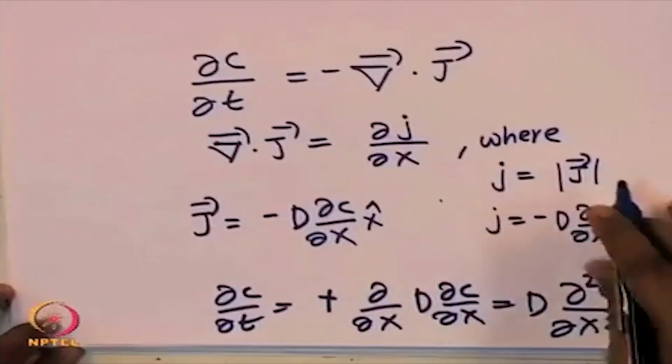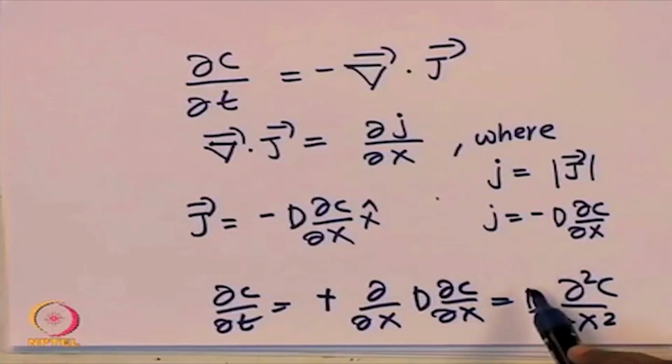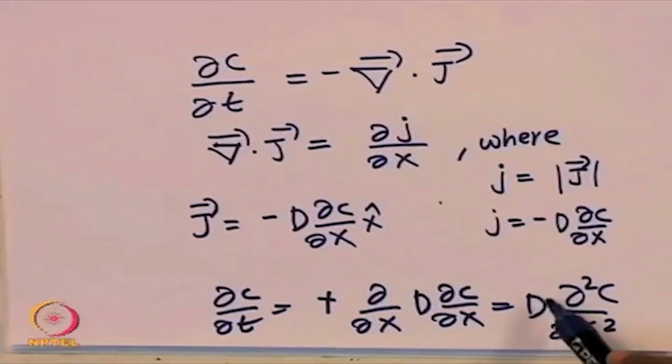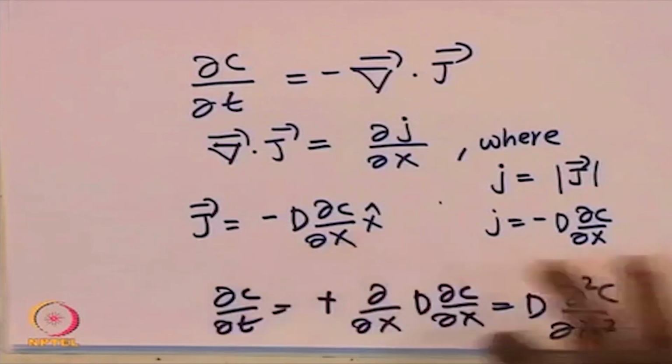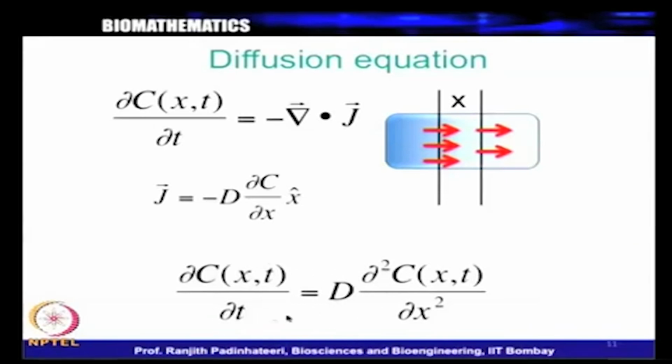This constant is called the diffusion constant. We will discuss what the significance of this is later, but it is a constant that depends on the property of the medium that things are flowing in. It depends on the temperature, it depends on the viscosity and so on. We will see what d is later, but this immediately gives you this particular equation, which is called the diffusion equation. Del C by del t is d del square C by del x square.